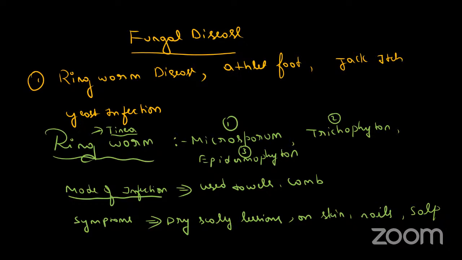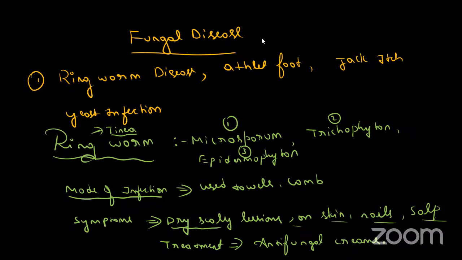Okay, students, for the treatment, we are going to use antifungals. For the treatment, you'll use a cream, right? We will use antifungal cream, or we can get antifungal tablets, and those things we will use. So here you have to remember ringworm is caused by Microsporum, Trichophyton, and Epidermophyton, and the mode of transmission is through used towels or combs. And the symptom is dry, scaly lesions on the skin, nails, and the scalp. Okay. So this is about the common diseases we have studied today.